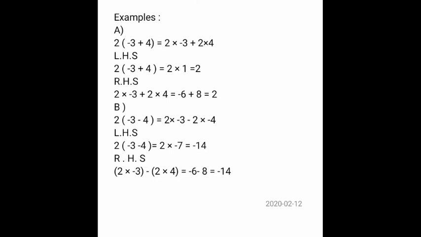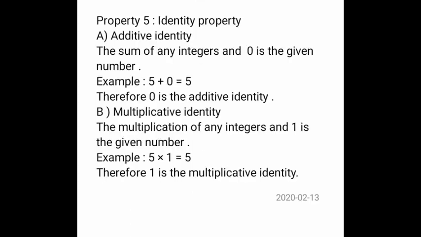On the left hand side we first subtract and then multiply. We get within the bracket minus 7, and 2 into minus 7 equals minus 14. On the right hand side we multiply and then subtract. Therefore the answer is minus 6 minus 8, so the answer is minus 14. Therefore RHS equals LHS. Therefore we can say that the distributive property of multiplication over subtraction is valid, and the distributive property of multiplication over addition or subtraction is valid.